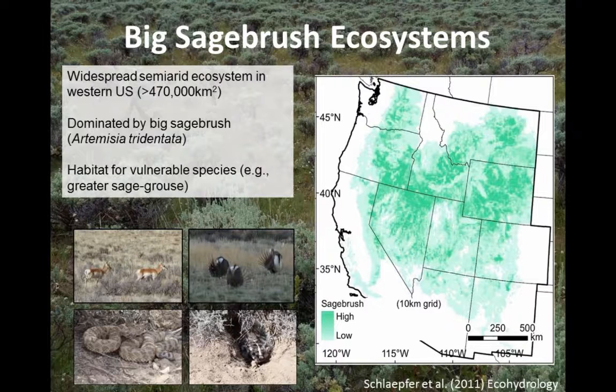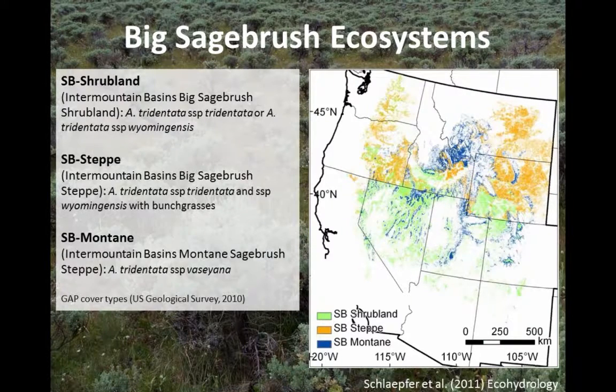One of the challenges, with an ecosystem type that's this broadly distributed, is how you get insight about its general features. It's also important to note that there are three dominant ecosystem types within the big sagebrush general category. There's shrublands, shown here in the greenish color, the steppe, shown in the orangish color, and the montane, shown in the blue color.